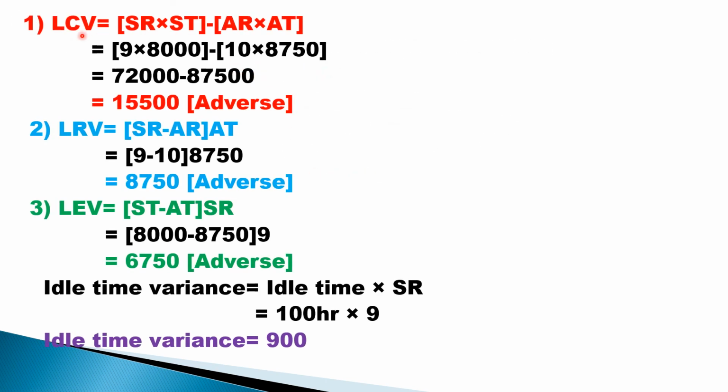So apply labor cost variance formula. You get minus 15,500. Labor rate variance 8,750 adverse. Labor efficiency variance minus 6,750. Idle time formula, idle time into standard rate. It's 100 into 9, you get 900.